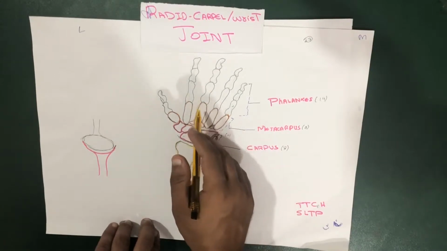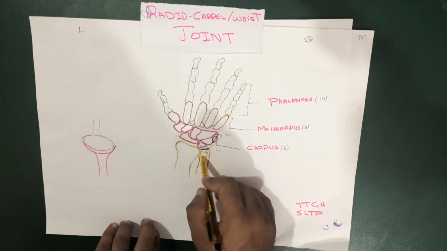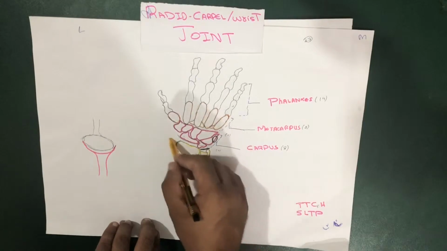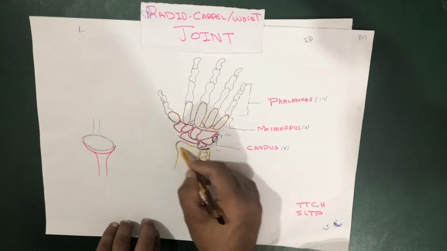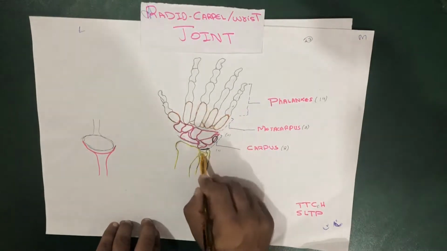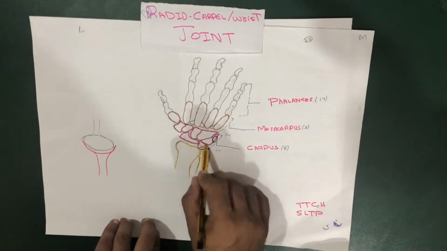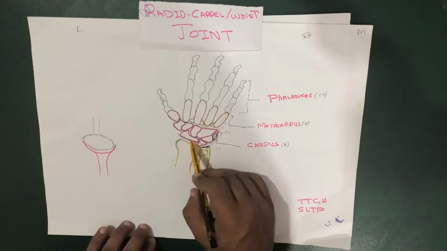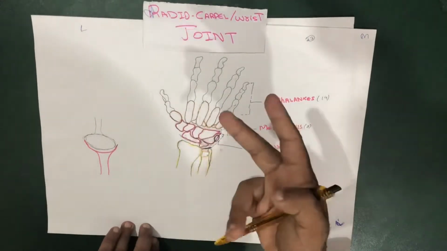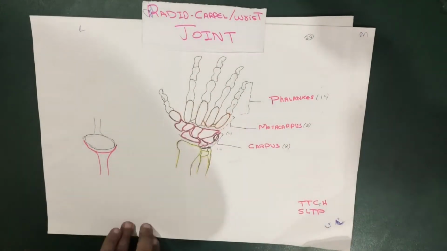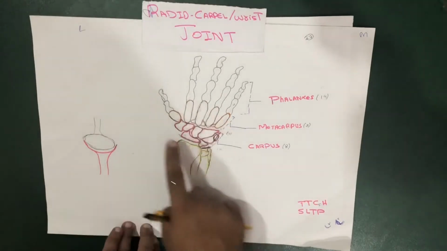So the capsule is on the distal end of the radius and ulna. It's attached over here, and on the other side it's attached to the proximal surface of the carpal bones, not the distal, because we have got two rows. The distal row is not involved, and the capsule is not going to attach to the distal row.